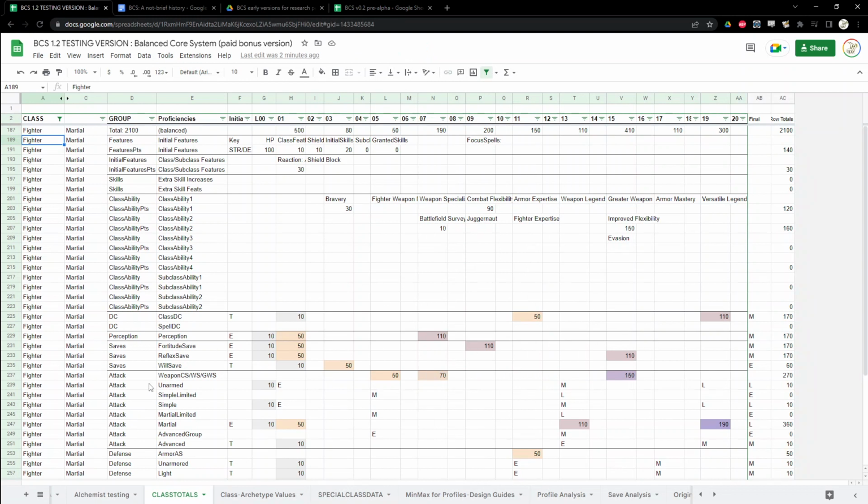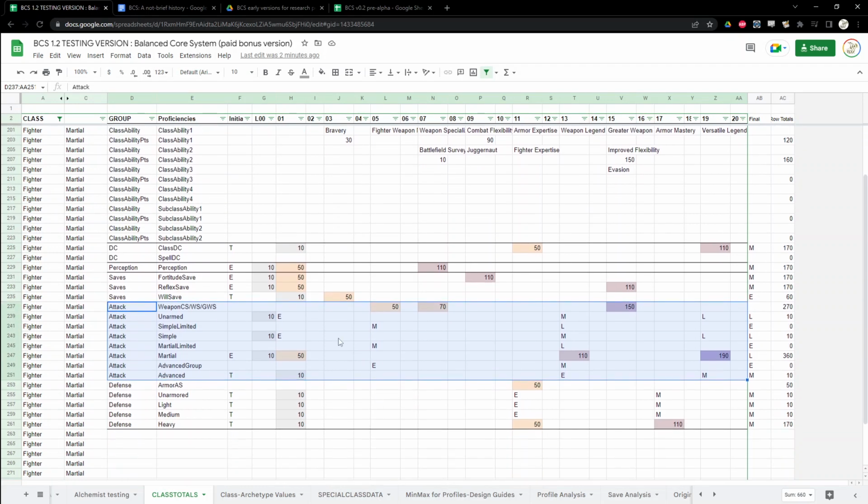You'll see the fighter's attack proficiencies. Well, this was complicated. First of all, the fighter gets expert at level 1 in unarmed, simple, and martial, and trained in advanced. It's the only class that gets expert at level 1 in any attacks. Well, later the gunslinger did, just for firearms. But this made it difficult to figure out.